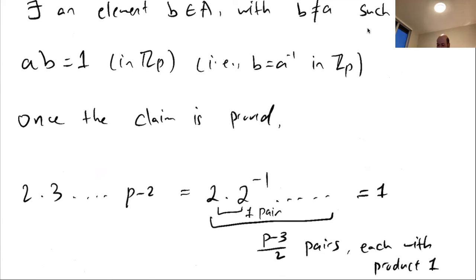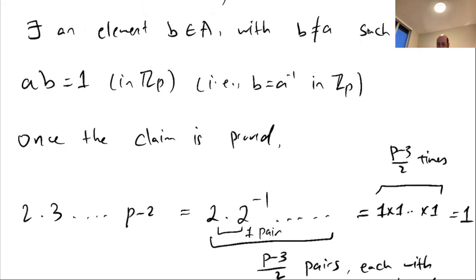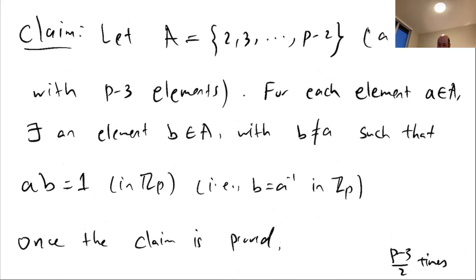So this is 1 times 1, P minus 3 over 2 times, which is 1. Again, as I said, in ZP means all the calculations are done mod P.